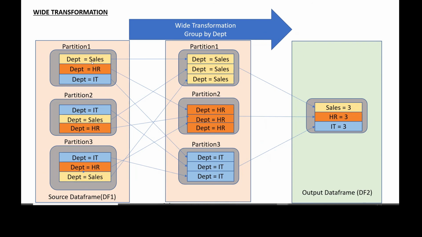For example, the sales record will remain in the first partition, but the sales record in the second partition will move to partition 1. Similarly, the sales record in partition 3 will move to partition 1. So this is how shuffling happens, and similarly, shuffling happens for partition 2 and partition 3. Finally, we keep only relevant records in each partition. So now it is easier for Spark to find the number of records for each department. The output would be returned to the driver, that is, sales number of records would be 3, same for HR and IT. This is wide transformation.